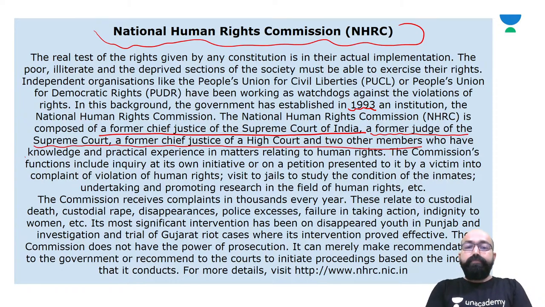The commission receives complaints in thousands every year. These relate to custodial death, custodial rape, disappearances, police excesses, failure in taking action, indignity to women, etc. Its most significant interventions have been on disappeared youth in Punjab and the investigation and trial of Gujarat riot cases, where its interventions proved effective. The Human Rights Commission does not have the power of prosecution, but it can make recommendations to the government or recommend to the courts to initiate proceedings based on the inquiry that it conducts. So friends, this is about the National Human Rights Commission.